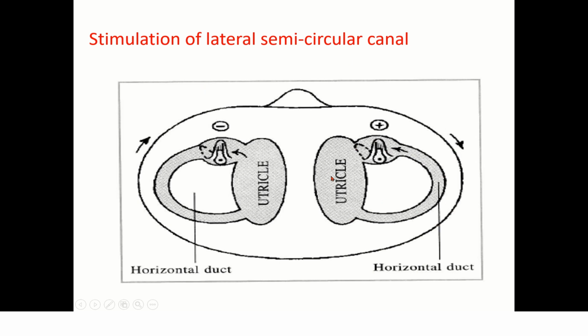Stimulation of the lateral semicircular canal: this is the direction of rotation and the ampulla is moving towards the kinocilium. The stereocilia are bent towards the kinocilium. That's why there is stimulation of the right horizontal duct and inhibition of the left horizontal duct. So bending of the stereocilia towards the kinocilium causes stimulation, whereas bending of the stereocilia away from the kinocilium causes inhibition. This is the crista ampullaris within the ampulla of the semicircular duct. The ampulla is the one dilated end of the semicircular duct. The other end is normal.